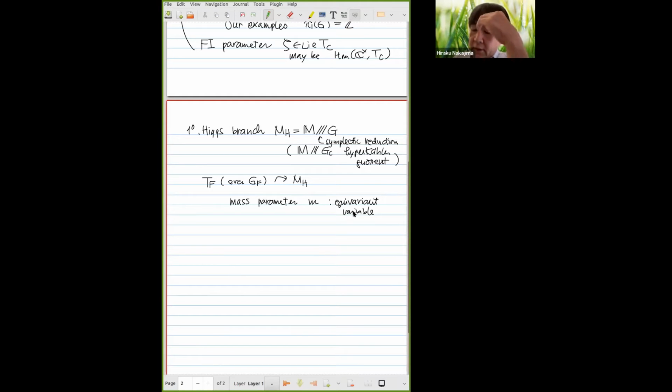Okay, and the FI parameter is data in the torus T_C. Or maybe here it is better to consider it as a homomorphism from C star to T_C. Since T_C is defined as a Pontryagin dual of the fundamental group, this is isomorphic to pi 1 of G dual.